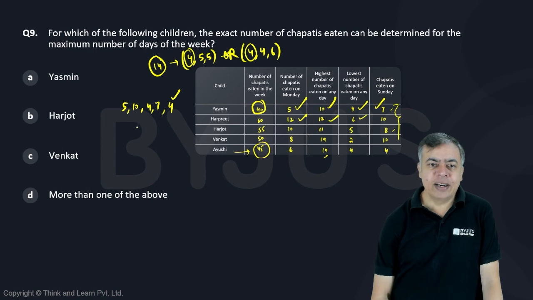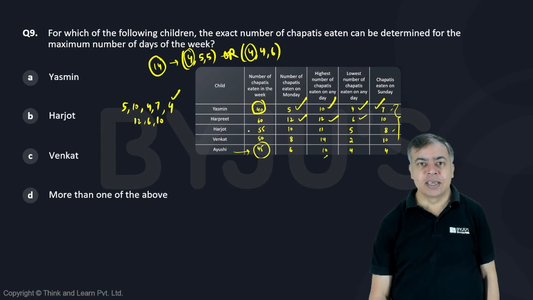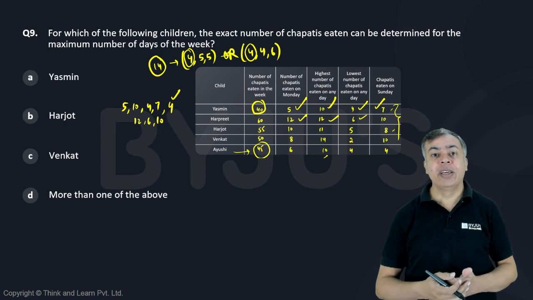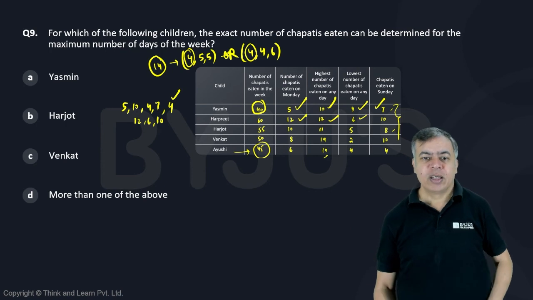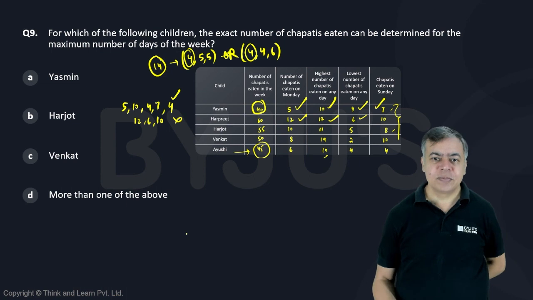So 12, 6 and 10, right? You know 3 days at least, 12, 6 and 10. The remaining is 10, 6, 16 and 12, 28. Remaining is 32. So 32 remaining and 3 days remaining, and the minimum is 6. So 6, 6 is 18, but 32 remaining. So there are many combinations which will be possible, right? So you cannot tell about the other days, right?